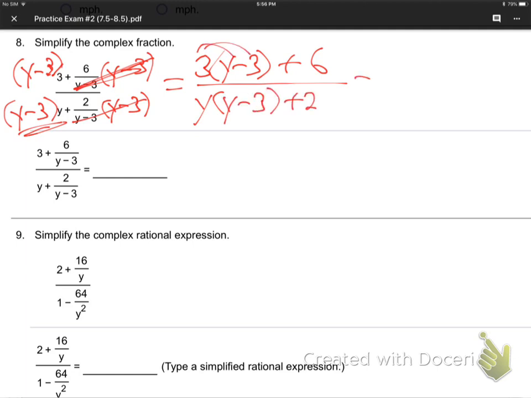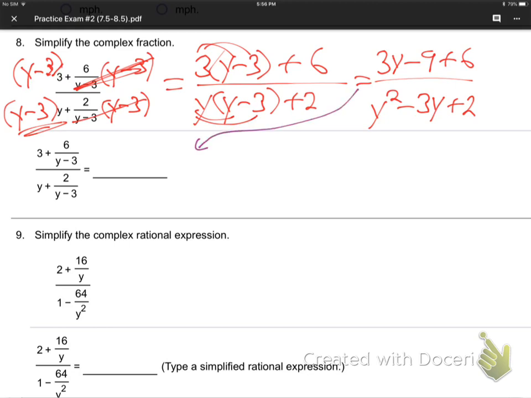And distribute. 3y minus 9 plus 6. Distribute, y squared minus 3y plus 2. Let's bring it over here. We got 3y minus 3 on the top.